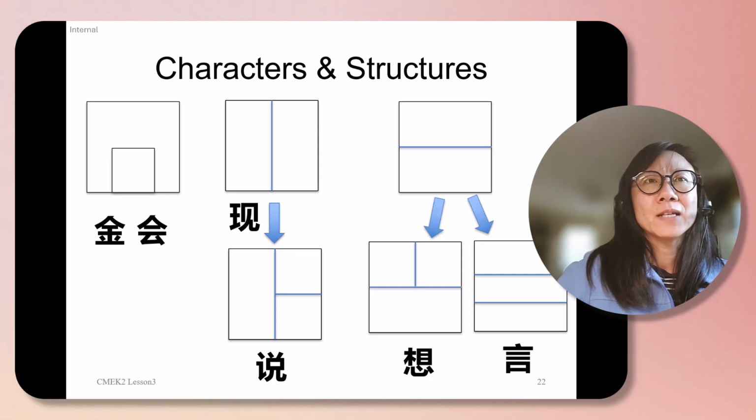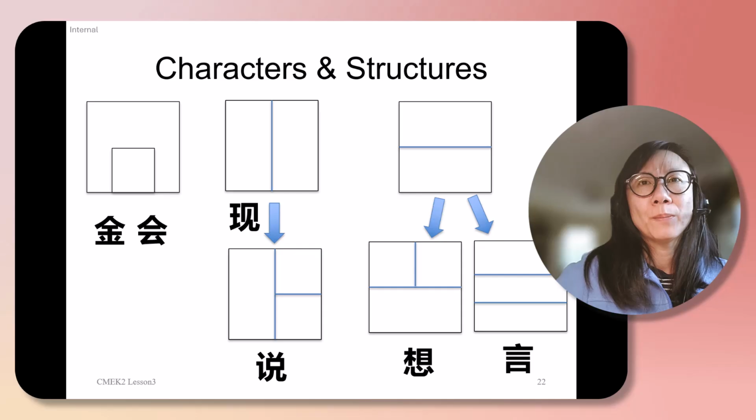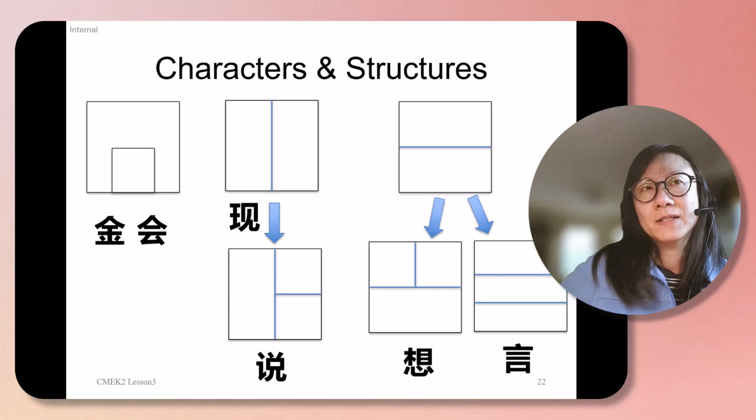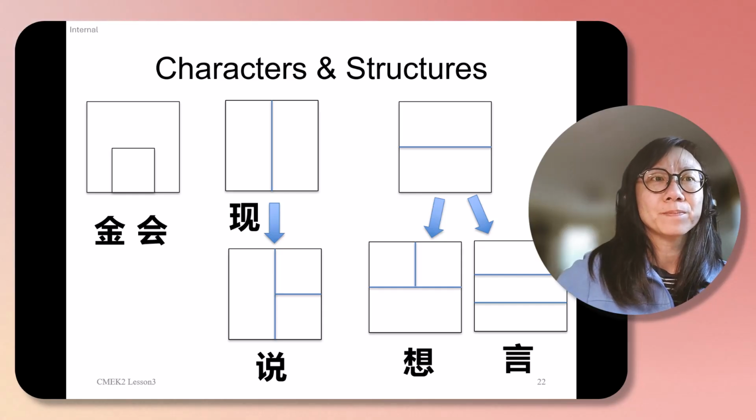Another variation is, rather than dividing the whole structure into 2 parts, we can divide it into 3 parts, from the top, the middle, to the bottom. And the particular example is yan, yan. Now I hope you can recall all of these characters and you have practiced all of these characters.